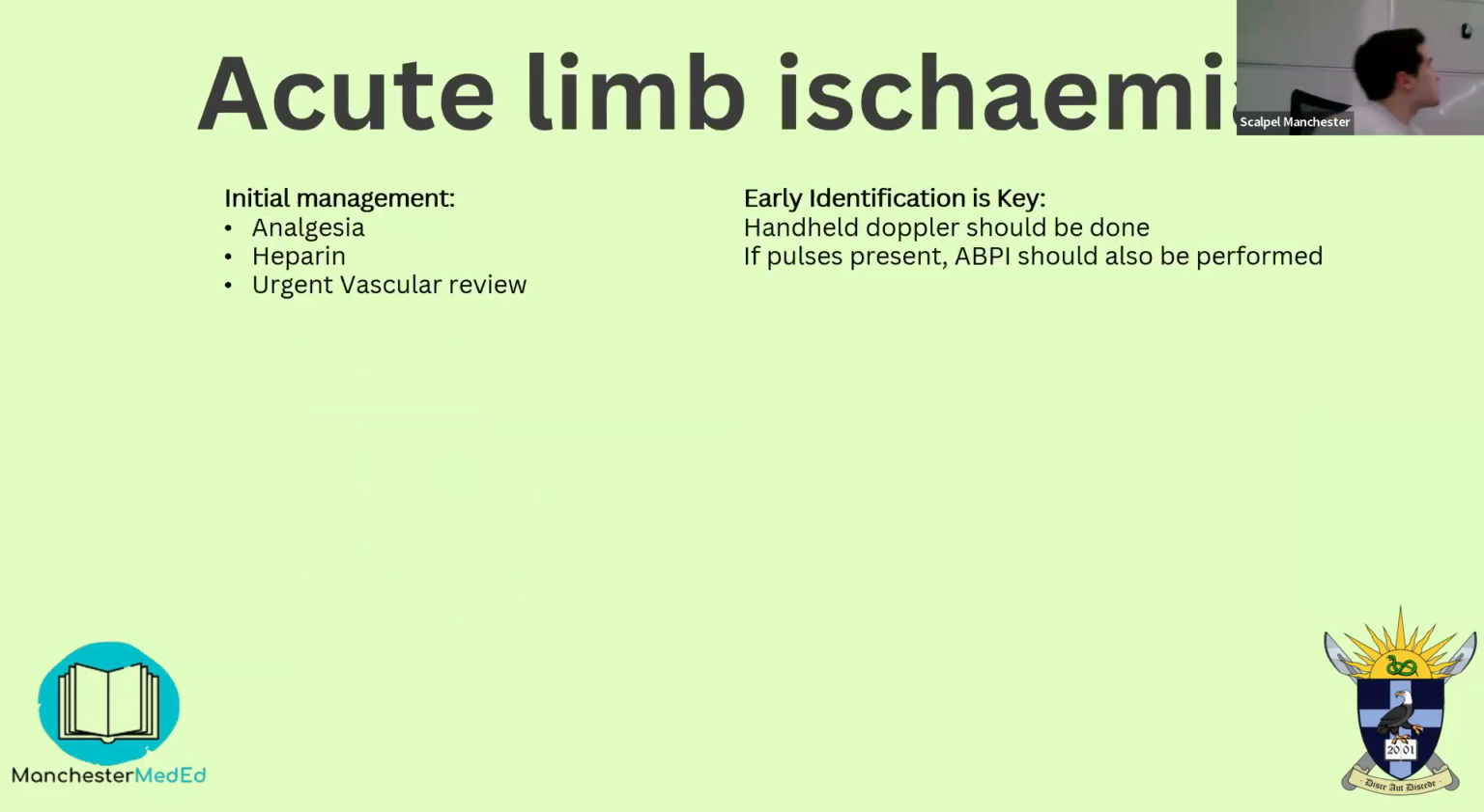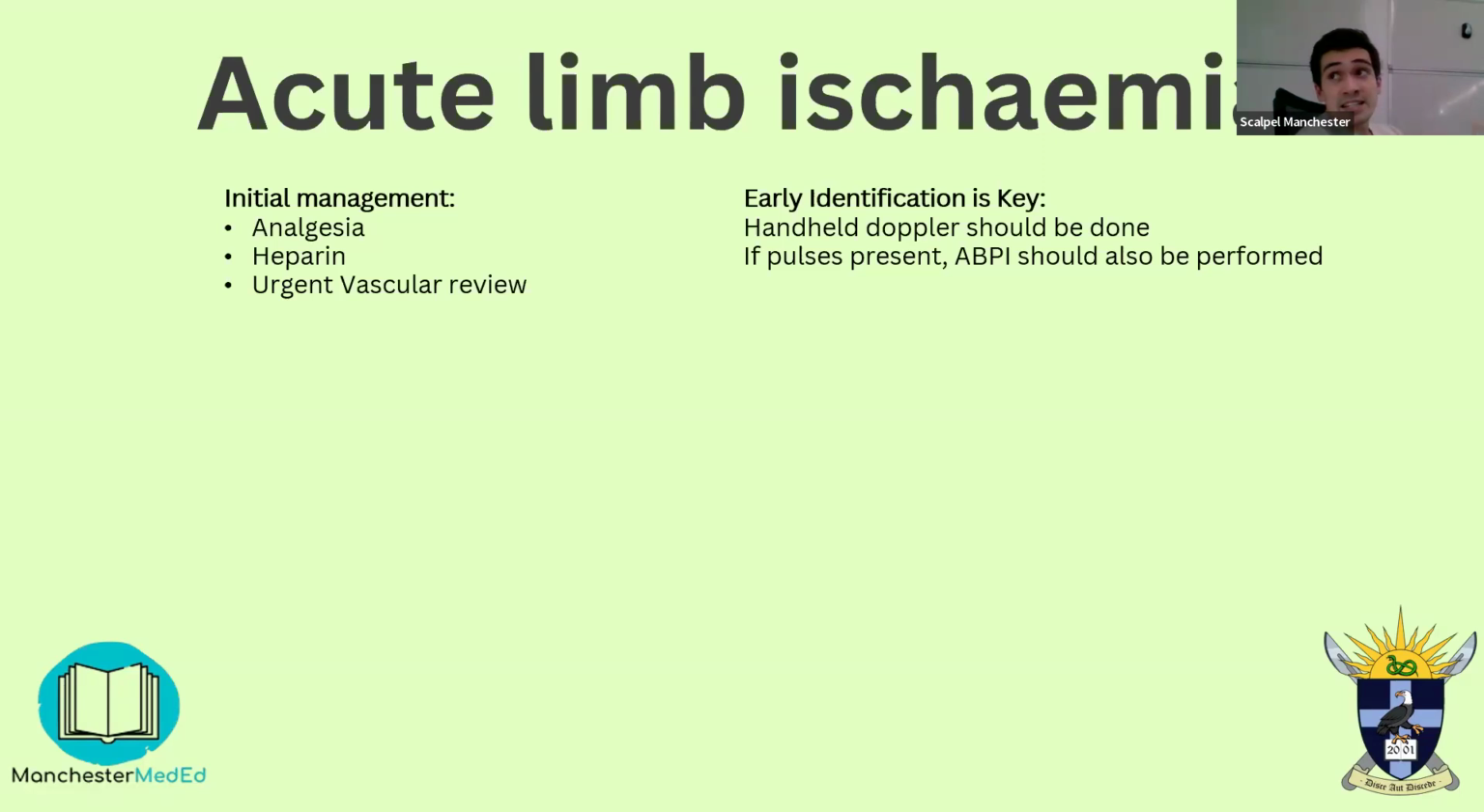So how do you manage acute limb ischemia once it's been identified? Early recognition is really important, and part of that is a vascular review. So urgent vascular review is always required. In the meantime, if you were the unfortunate F1 who got this patient landing in front of you: analgesia, normally in the form of paracetamol and codeine, and heparin to try and maintain any clotting process that might be going on and prevent further thrombosis.